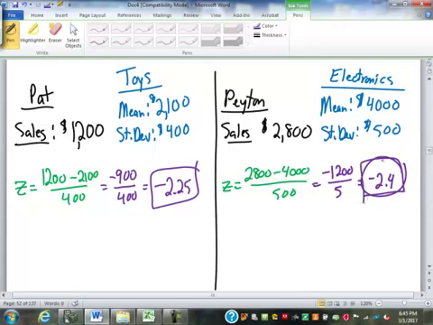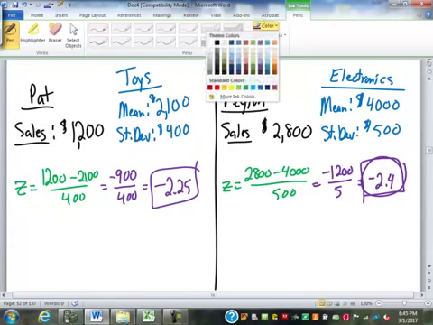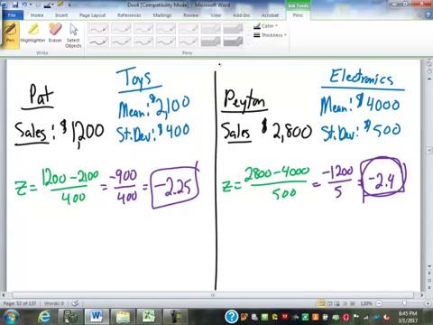So who was really worse? Peyton was more standard deviations below the mean, negative 2.4 compared to negative 2.25. So you can see how this is a very useful tool. You compare things that are not necessarily related by comparing them back to their own population and seeing where they stand within their own population and comparing that position to each other.